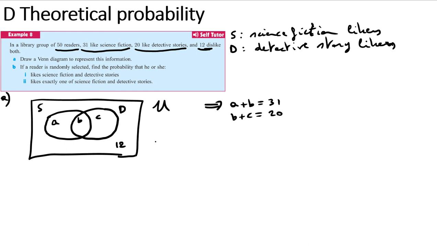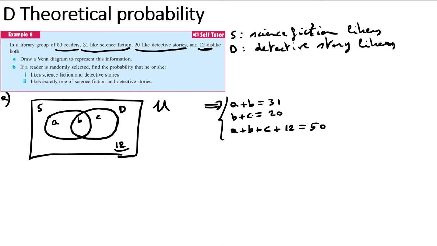And then we have in total 50 people. So we have the science fiction likers, A, the readers who like both, B, plus the readers who like only detective stories, C, plus the 12 dislikers, and that must be equal to 50. So we have three equations and three unknowns.